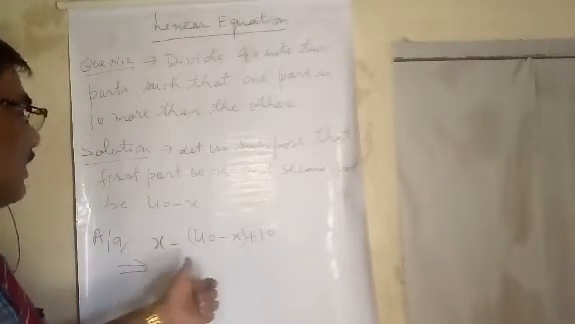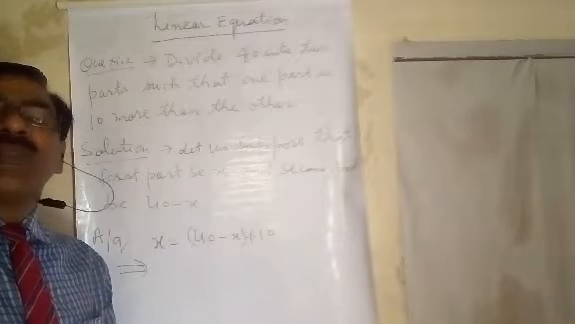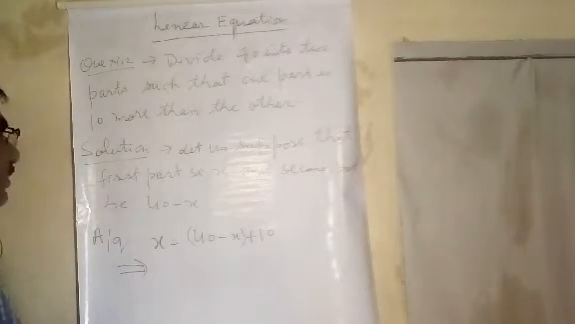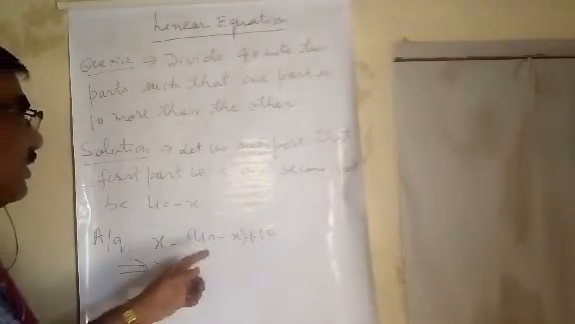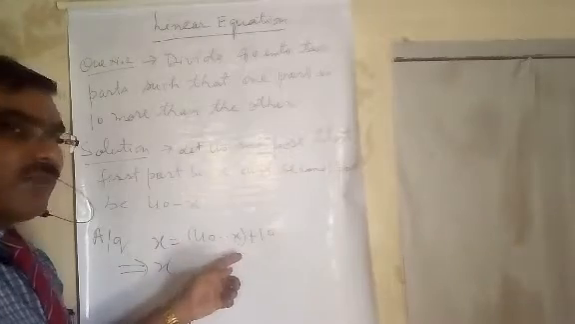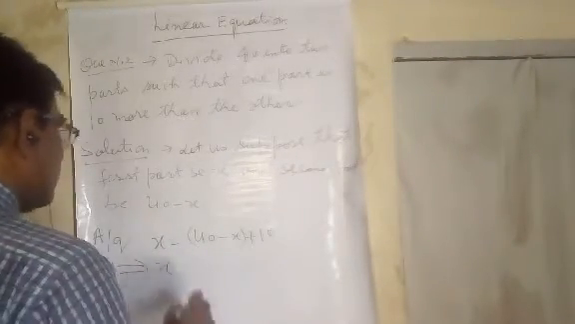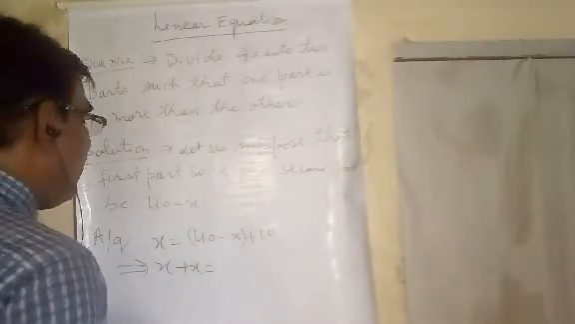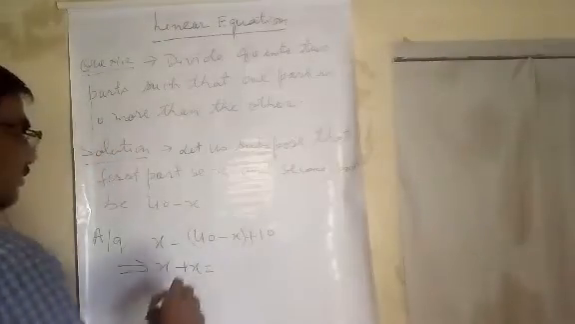So for solving this linear equation, we collect the variable on one side and the constant on the other side. Therefore it will be x, when you transpose minus x from the right hand side to the left hand side, it will be plus x. And add 40 plus 10. When you add 40 plus 10, it will be 50.